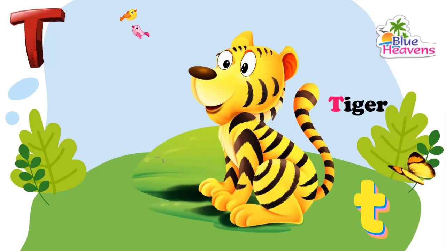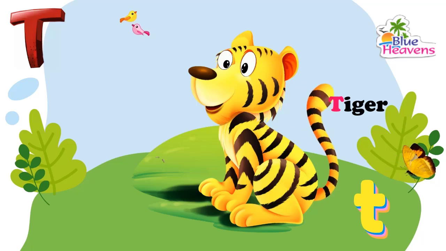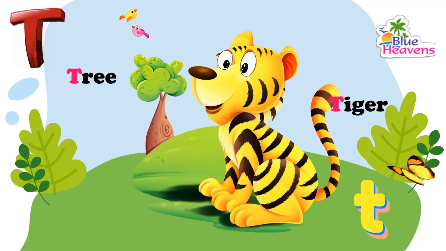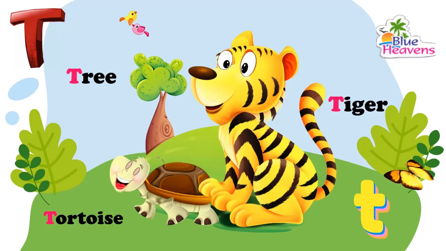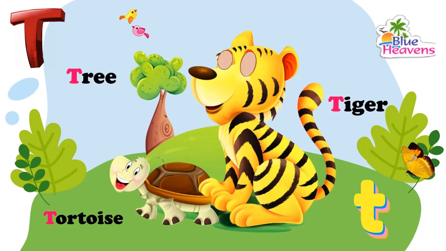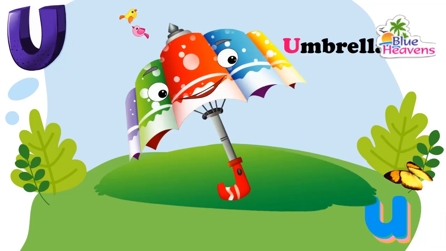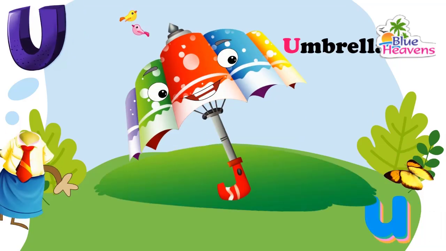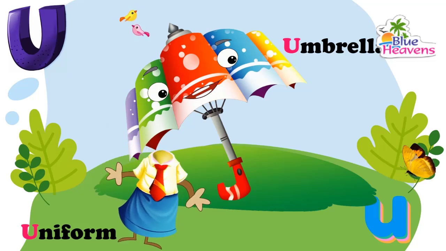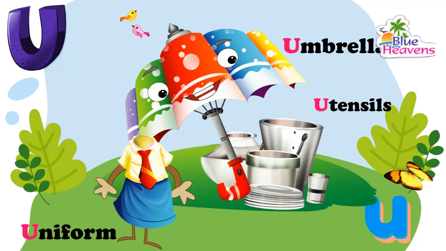T. T for tiger. T for tree. T for tortoise. U. U for umbrella. U for uniform. U for utensils.